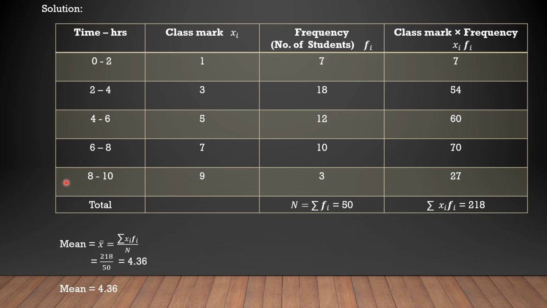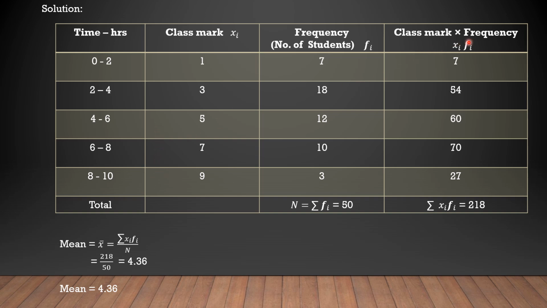Then average of 8 and 10: 8 plus 10 is equal to 18 and 18 by 2 is equal to 9. So here first we find the value of xi. So xi is 1, 3, 5, 7 and 9.